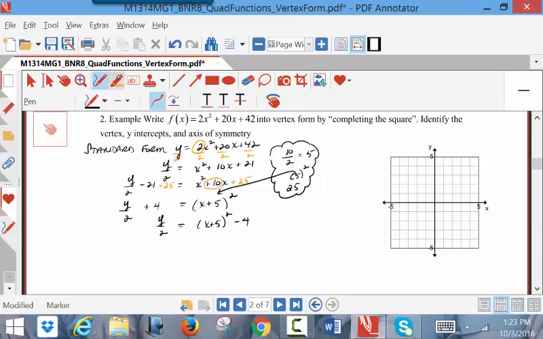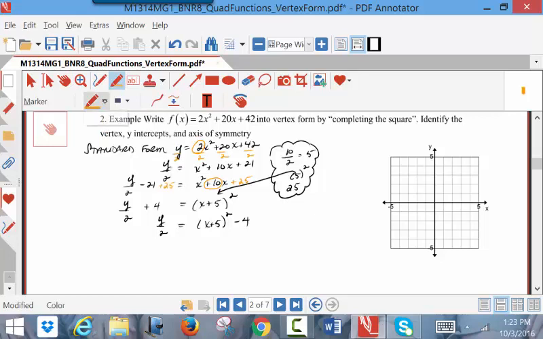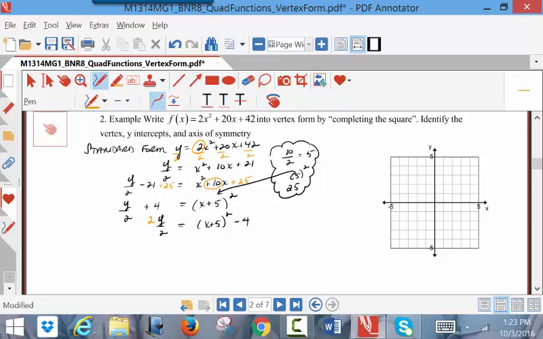And then to get that y over 2 to go away, I multiply this times 2, this times 2, and this times 2. So when I do that, I now have y equaling 2 times (x plus 5) squared minus 8. It is now in vertex form.